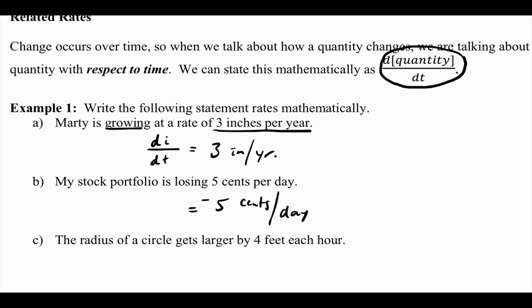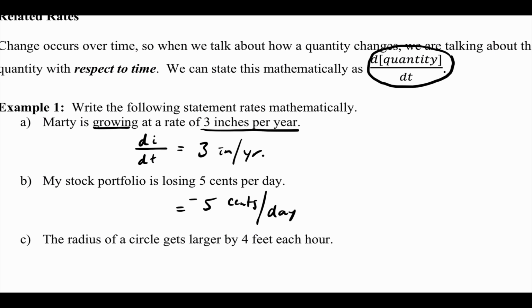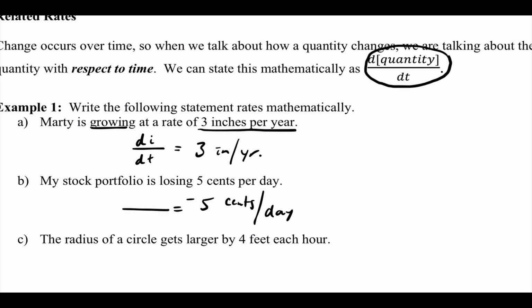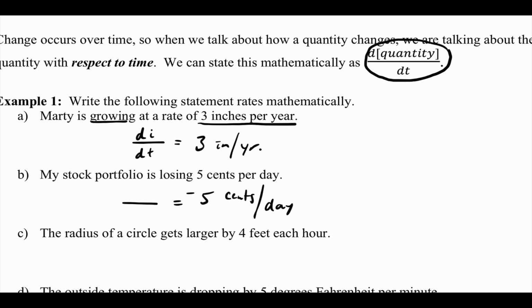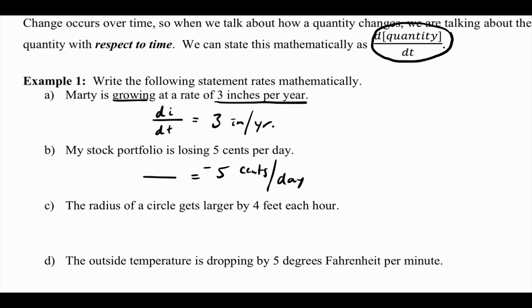So now we've got to know how to label it. So how do we label d what over d what? Well, is there a time here? Day, right? So dt is going to go on the bottom. What is the quantity? Cents, right? Well, it's part of a portfolio. So in this case, I would put dp. The portfolio is going down. Okay? I know it's in cents, but what's going down?